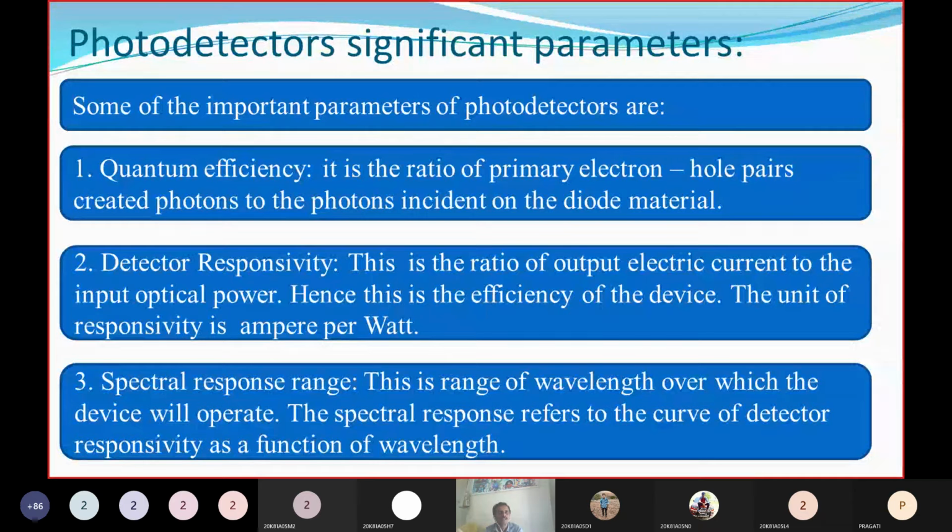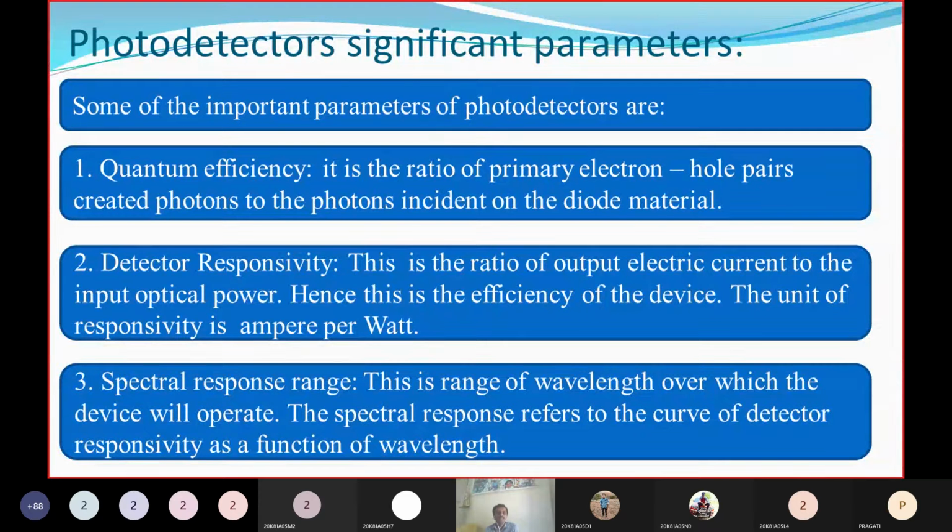because that working also depends on the energy gap of the photodetector. If the energy gap is small, it works at higher wavelengths. If the energy gap is more, it works at lower wavelengths. That's why, depending on the spectral response range, we can use the detectors in particular wavelength applications. Okay, so this is the spectral response range.